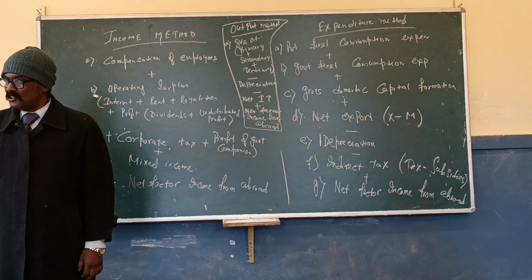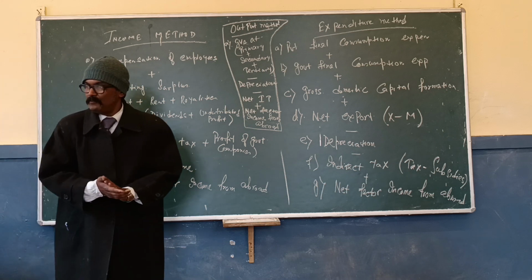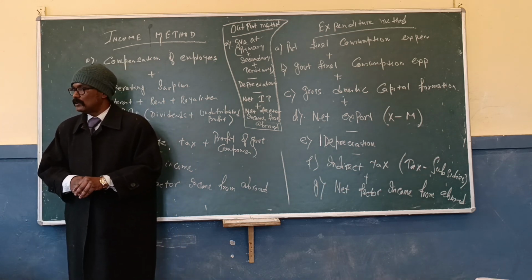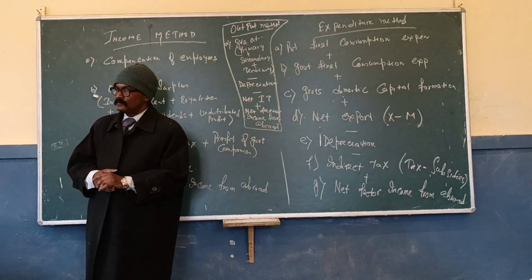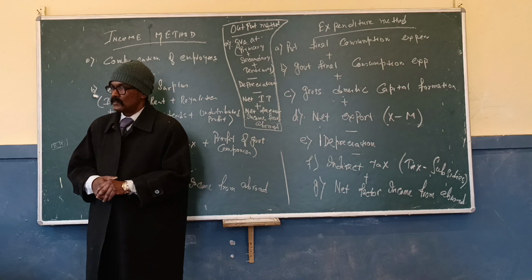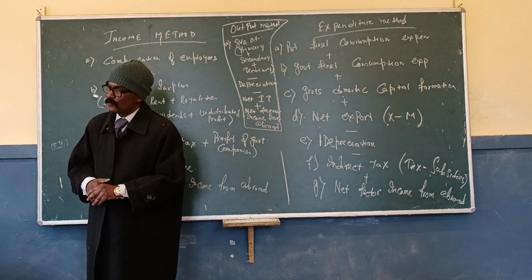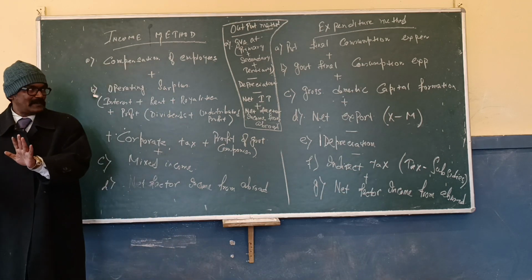Is it clear what I said to you? Can you say, Mayan? Income method, what are the components? Very good. Net factor income from abroad. Very easy. Okay?